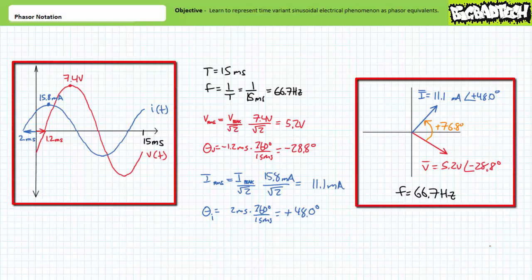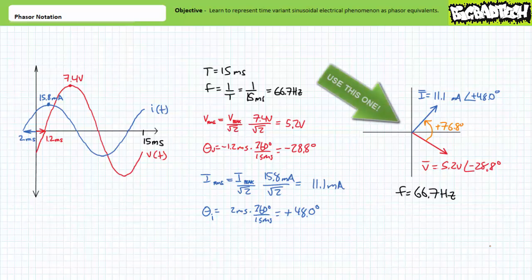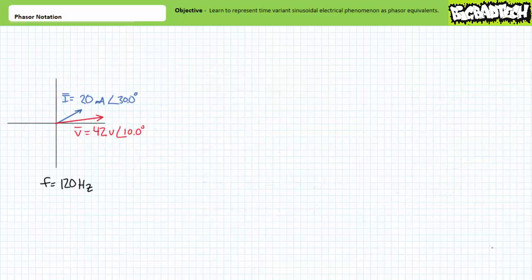Which diagram would you rather use? The choice by now should be obvious. Let's try this in reverse. Our fourth example problem shows a phasor diagram with V voltage being equal to 42 volts at an angle of positive 10 degrees, and I current being equal to 20 milliamperes at an angle of positive 30 degrees.